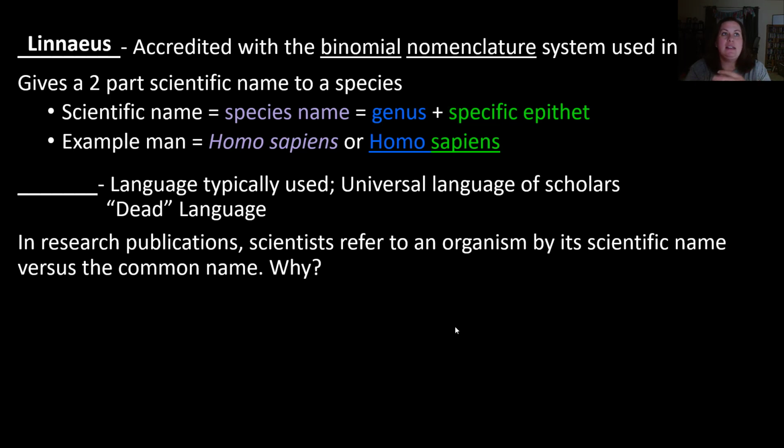Now you're going to notice that this is going to be written in a certain way. The genus is always capitalized. The specific epithet is not. Okay? Also, if you're typing it out, you can italicize it. That's what we're supposed to do. However, if you're handwriting it, you can't italicize while you handwrite, so you would need to underline it. You'll also notice that this is not in English. This is in Latin. It's in Latin for a reason.